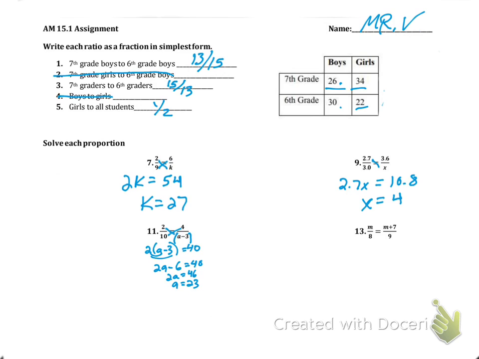All right, same thing for 13. We've got to put that in brackets because we're going to do m times 9, which is 9m. And we're going to set that equal to 8 times this whole thing, so 8 parentheses m plus 7. So then 9m is equal to 8m plus 56. Subtract 8m from each side, so then m will be 56.